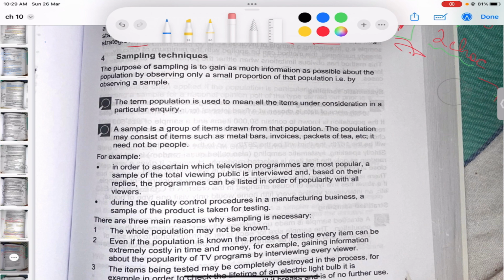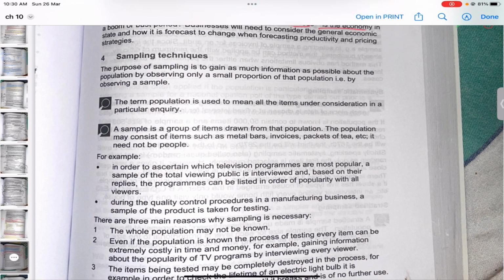Hello everyone, in this video we will be doing part 3 of ACCA F2 Sources of Data. This is chapter number 10.